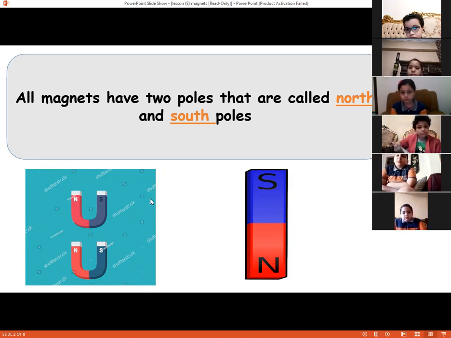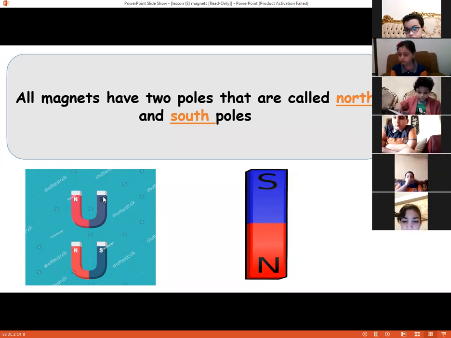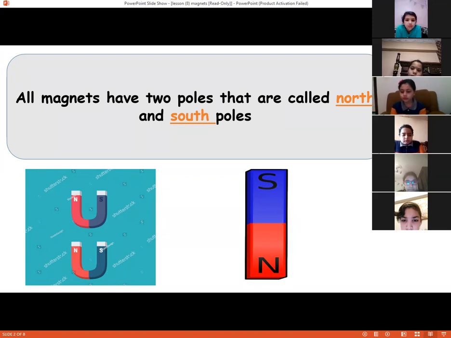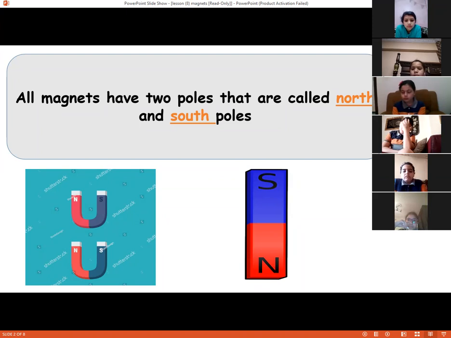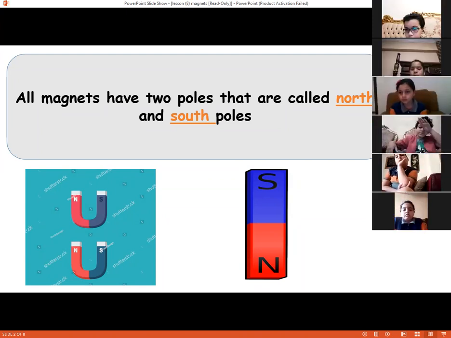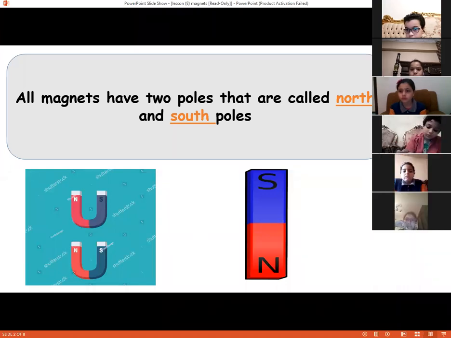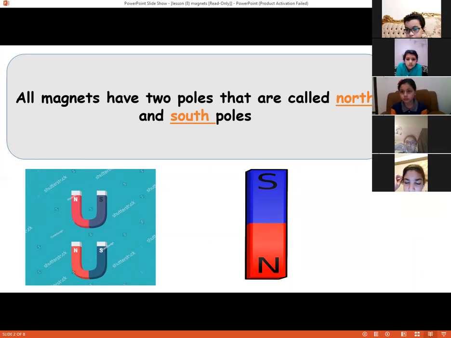When we look at the magnet, Junior 3, we have many shapes of the magnet. This shape and this another shape. When we look at the magnet, we will find two areas here, two ends. In the ends of the magnet, it has two poles. If you look at any magnet, you can see two poles. Any magnet has two poles.